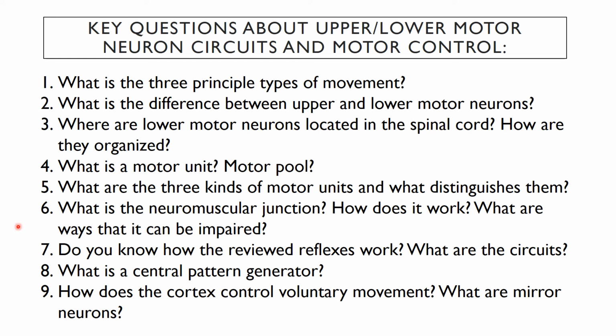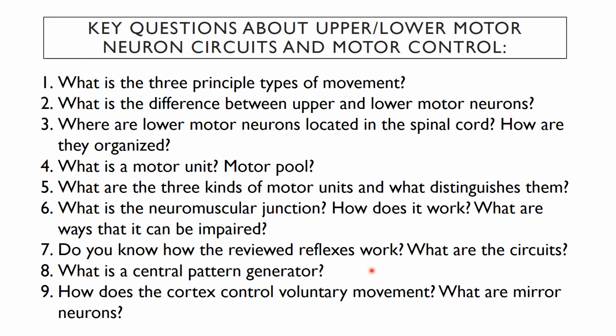How would you recognize what kind of motor unit you're looking at? What is the neuromuscular junction? How does it work? And what are the ways that it can be impaired? Do you know how the reflexes we reviewed work? We talked about two of them. What are the circuits that are involved in controlling those? They're relatively simple and kind of elegant.